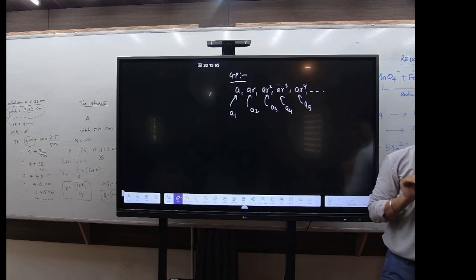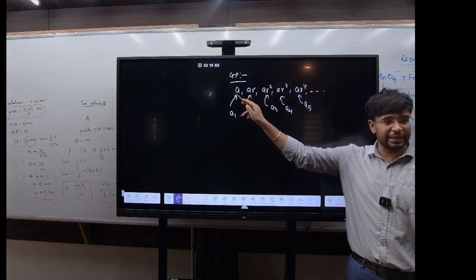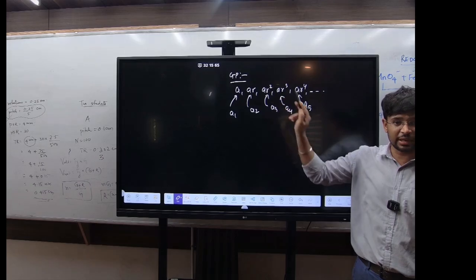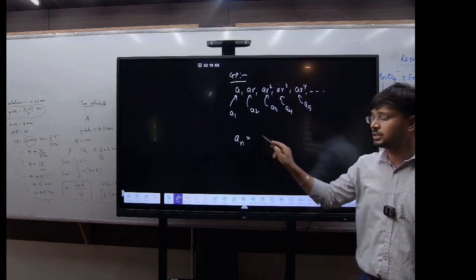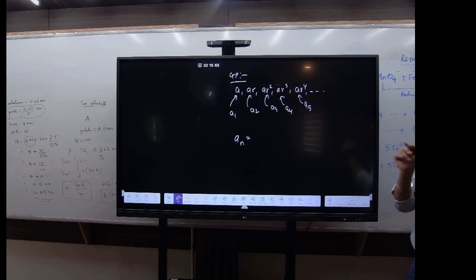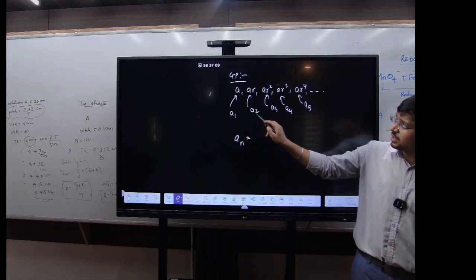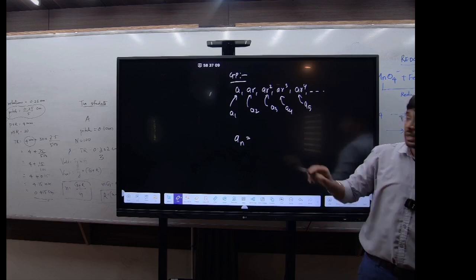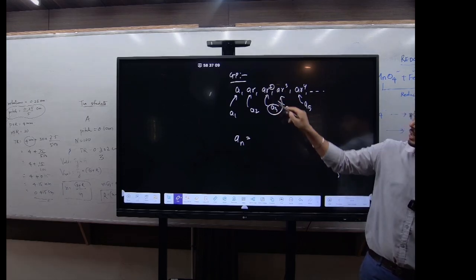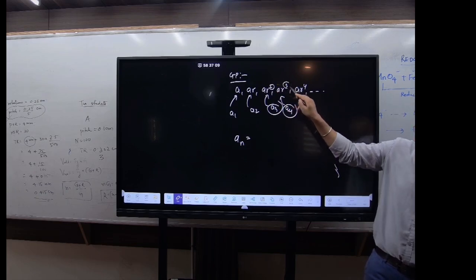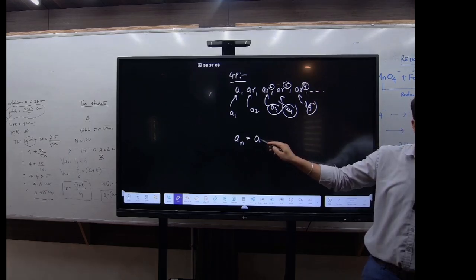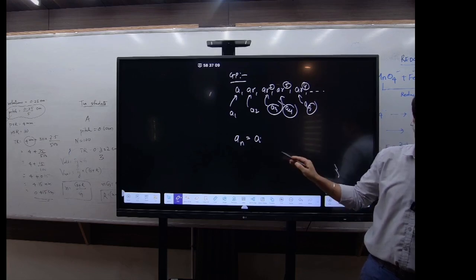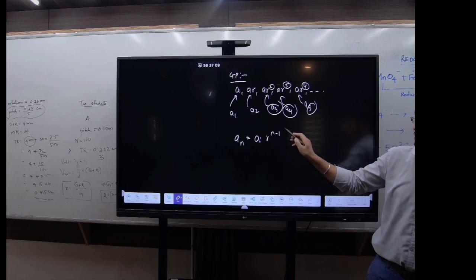Okay, no worry. Here in GP, the first term is represented by A, the second term is AR, the third term is AR square, the fourth term is AR cube. So in general, they will ask you what is the nth term in a GP. There will be a sequence. They will ask you what is the nth term. What is the formula? See, if it is the second term, A into R to the power 1. If it is the third term, A into R to the power 3 minus 1. If it is the fourth term, this is cube. If it is the fifth term, this is 1 less. So what will be the nth term? A will always be there, into R to the power n minus 1. This is the formula of the general term.